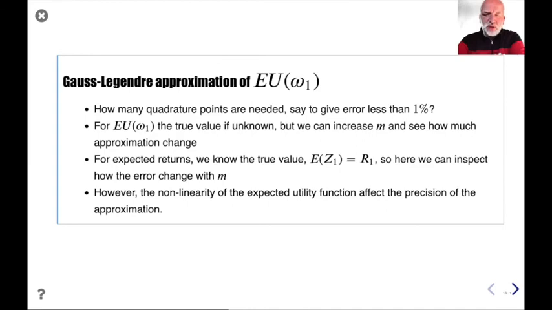But the nonlinearity of the utility function really affects the approximation of the results. So it's not that you can just look at the expected value of the stochastic variable and how close that is to R1. You need to actually also see how the approximation of the expected utility changes as you change the number of quadrature nodes, or the number of Monte Carlo draws if you use Monte Carlo.